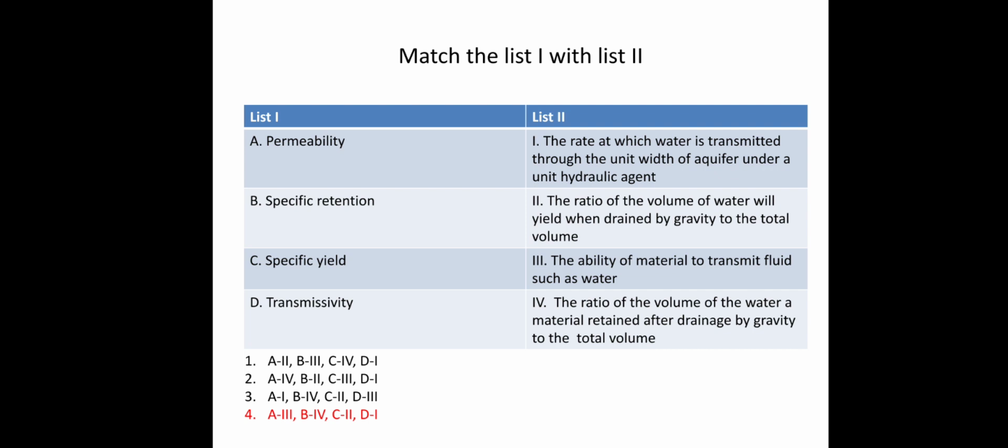Match list 1 with list 2. We directly go for the answer. Permeability is the ability of a material to transmit fluid such as water. Specific retention is the ratio of the volume of water a material retains after drainage by gravity to the total volume. Specific yield is the ratio of the volume of water that will yield when drained by gravity to the total volume. Transmissivity is the rate at which water is transmitted through a unit width of aquifer under a unit hydraulic gradient.